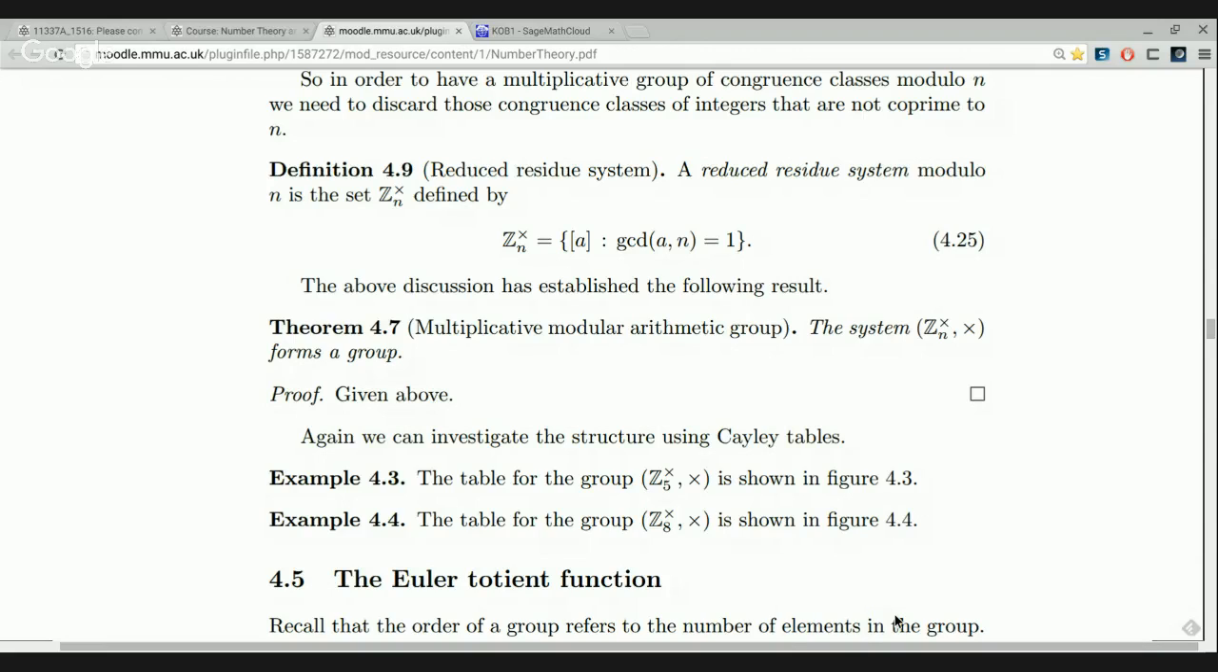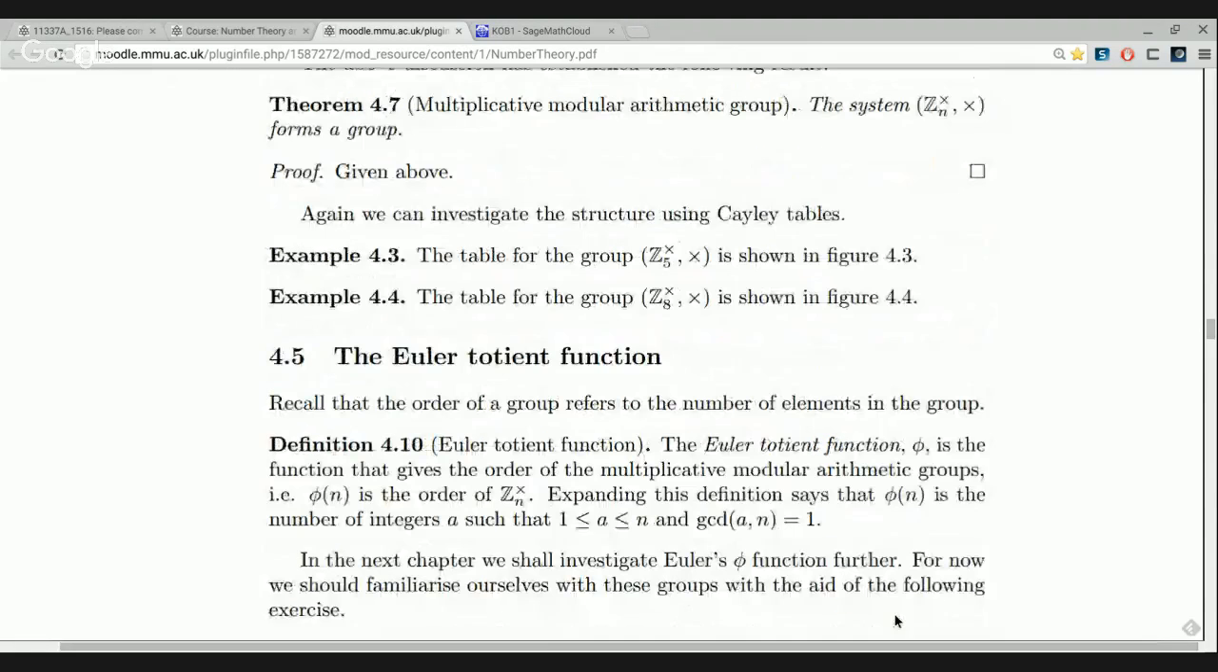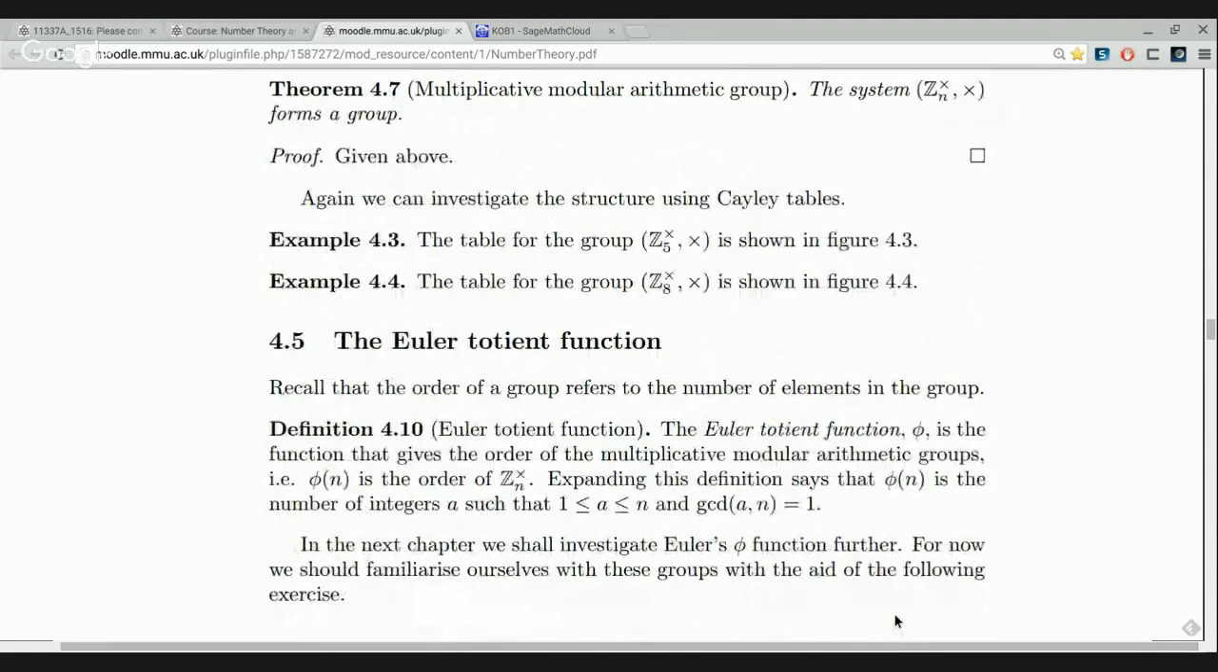So we introduced the Euler totient function, which is the size of this group. It's traditionally denoted by the letter phi, phi of n. So phi of n is the size of this multiplicative group, i.e. it's the number of integers less than n which are coprime to n. Okay. But because it gives the size of this group, it's quite important.